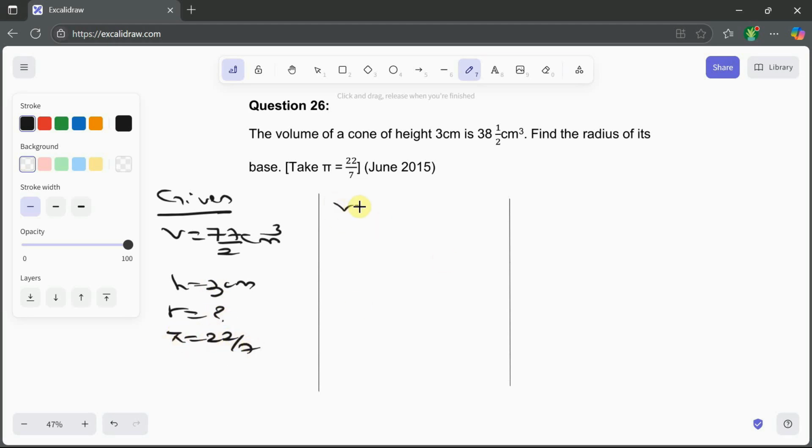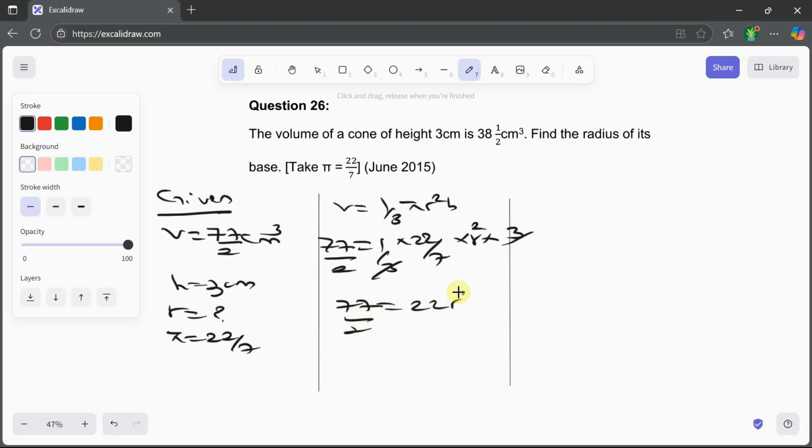So note that our V is 1/3 pi r squared h, right? That will be 1/3 times 22/7 times the r is unknown, so that will be r squared times the h is 3, right? And that will give me 77/2. So 3 will cancel 3. We have 77/2 is equal to 22 r squared all over 7. If I cross multiply, that will be 22 times 2, that will give you 44 r squared is equal to 77 times 7, that will give you 539.